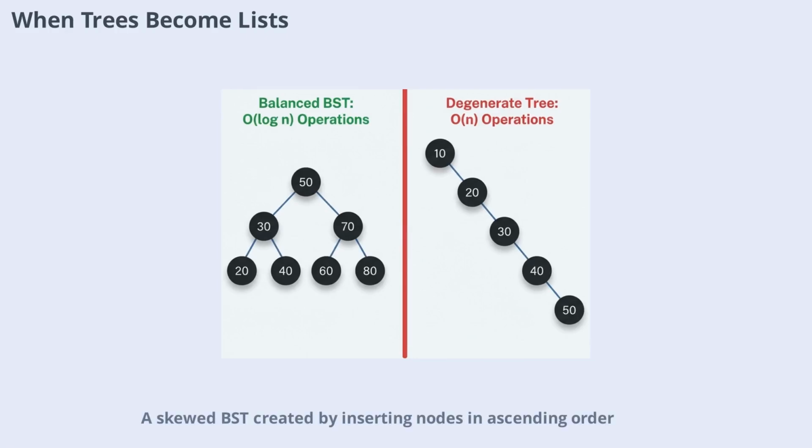A skewed BST, created by inserting nodes in ascending order, loses its core advantage. The tree's height grows linearly, and operations that should be fast become as slow as those in a linked list. This scenario is a performance catastrophe, emphasizing the need for self-balancing mechanisms to preserve efficiency.